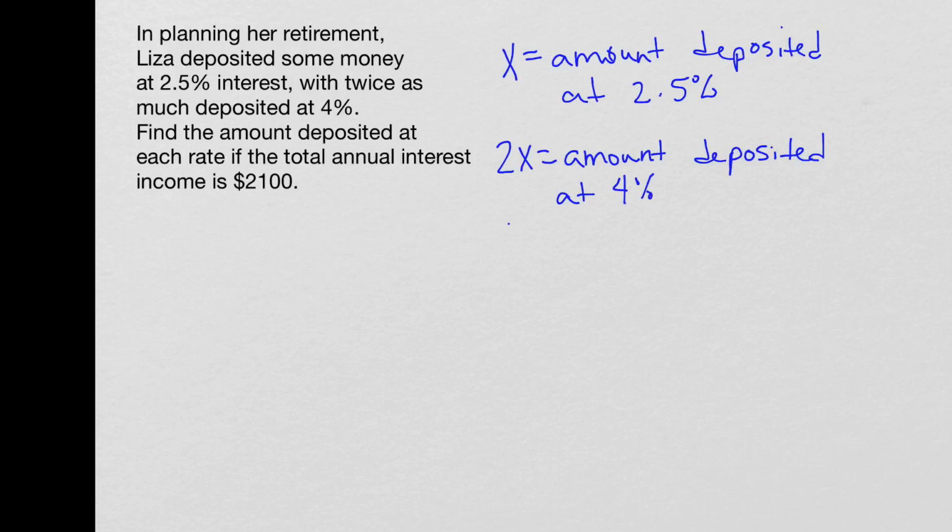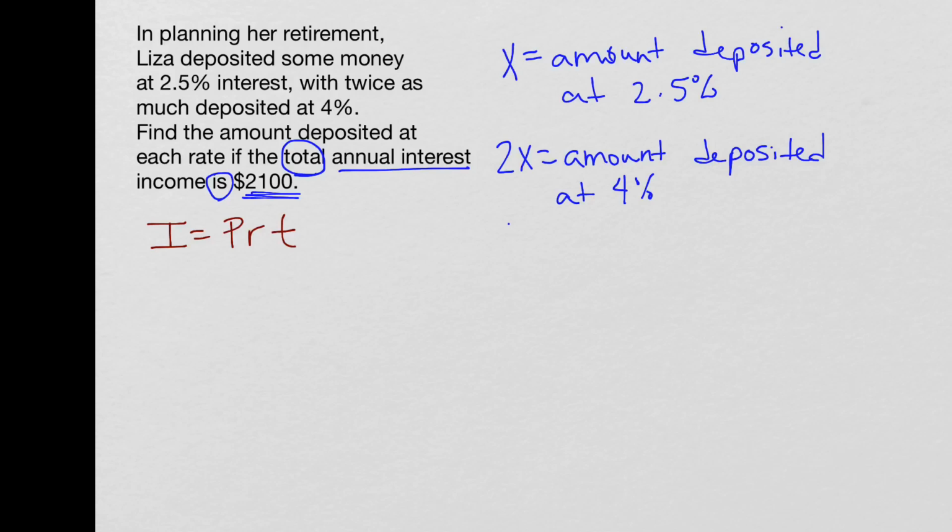Now the problem wanted us to find the amount deposited at each rate if the total, which means we're going to add, annual interest, which means our time is 1 year, is $2,100. So we're going to take the interest from each of these accounts and we're going to total it up, so add it up to get $2,100. Interest is equal to principal times rate times time, and time is in years. So we're going to take the interest from each account that she deposits the money into. We're going to add those values up, and then we'll set it equal to 2,100.